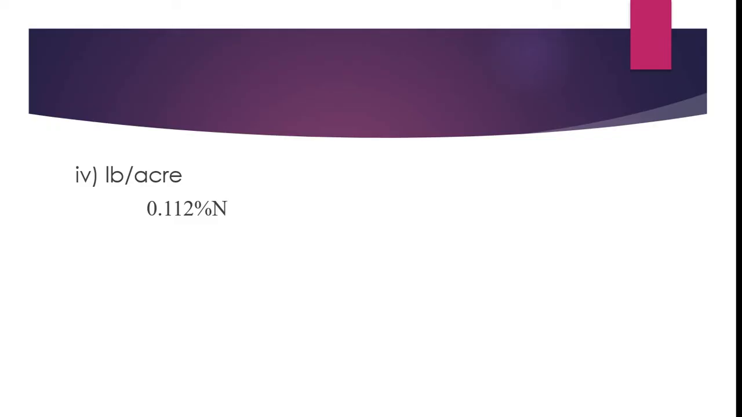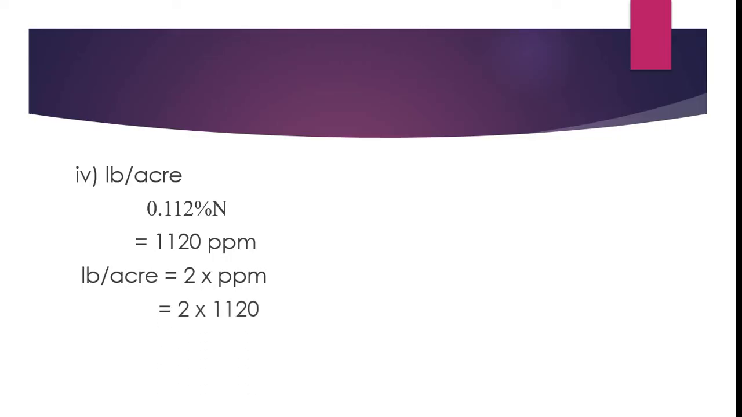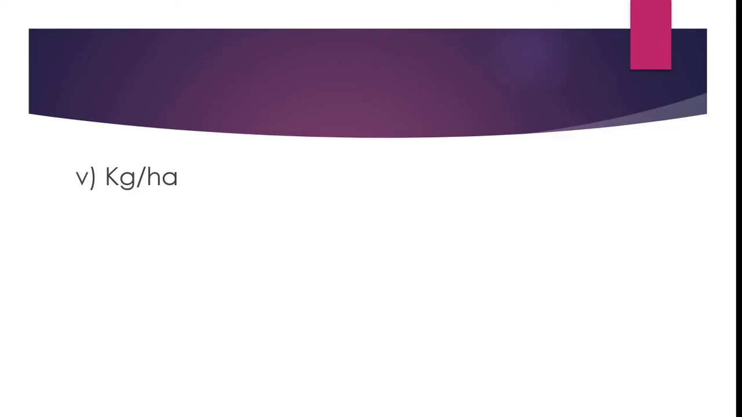So if you have 2 ppm, then the pounds per acre becomes 2 times 2 ppm. That becomes 4 pounds per acre. You understand? So to derive pounds per acre, we always multiply the parts per million by 2. That is the main thing I'm trying to talk about right here. So pounds per acre becomes 2 times the parts per million. The parts per million was calculated earlier to be 1120, if you remember from the very first question. So you have 2 times 1120, then you have 2240 pounds per acre. As simple as that. Then the very last question, we have to calculate kilograms per hectare.